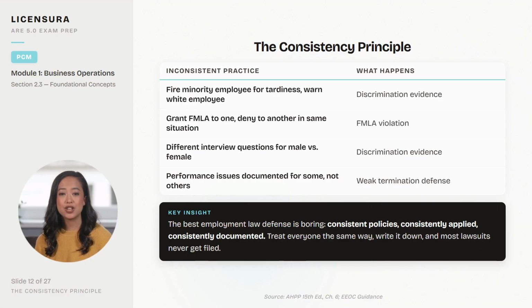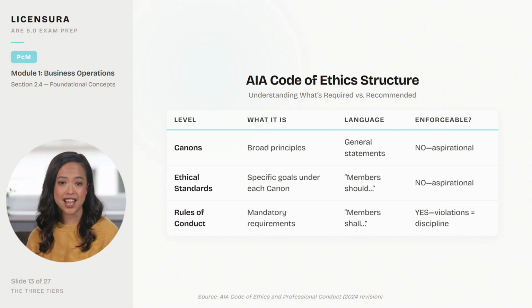Next, we're shifting to professional ethics, starting with the structure of the AIA Code of Ethics, and why the difference between shall and should matters so much on the exam. The AIA Code of Ethics has a three-tier structure, and it trips up a lot of exam candidates. Here's why. Most people don't understand the difference between what's enforceable, meaning you can actually be disciplined for violating it, and what's aspirational, meaning it's a goal to strive for, but there's no punishment for falling short. That distinction is everything on the exam.